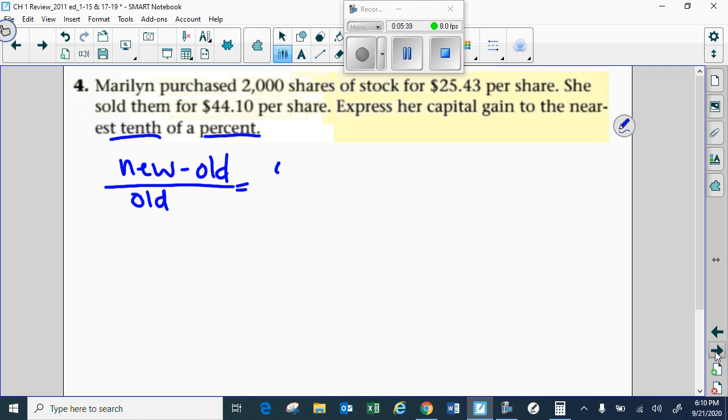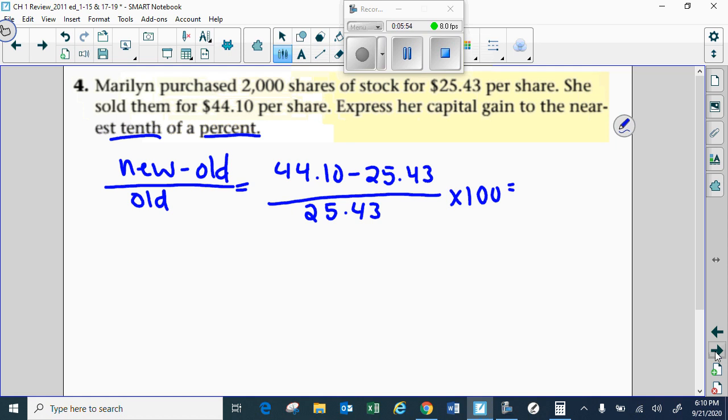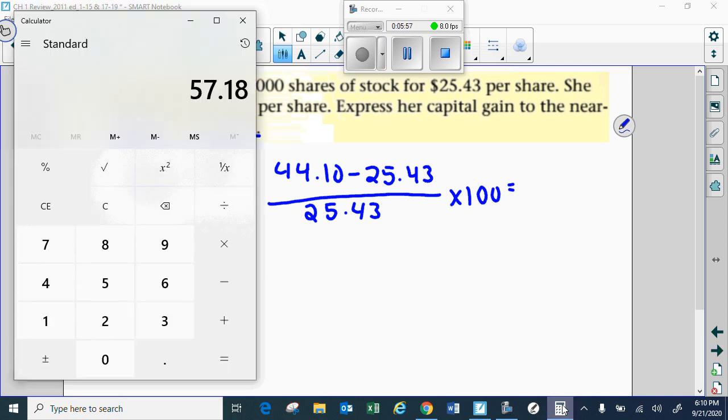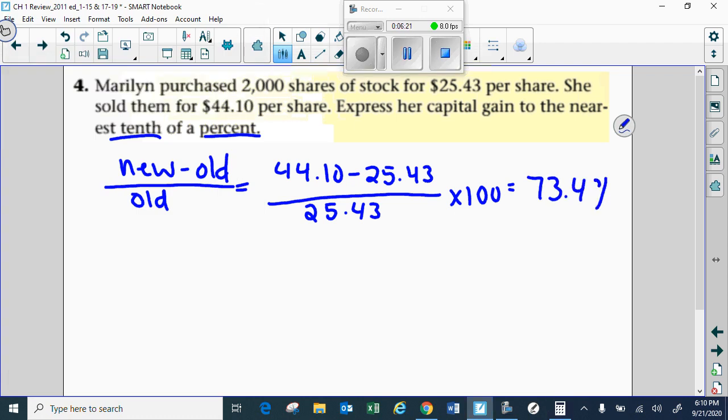So 44 new minus the old divided by the old. And then we take that answer and multiply by 100 to change it to a percent. All right, so let's bring up the calculator again. 44.1 minus 25.43 equals, divided by 25.43 equals. Okay, there's my decimal. I'm going to move it 2 places to the right. 1, 2, 73.4%. That's awesome.